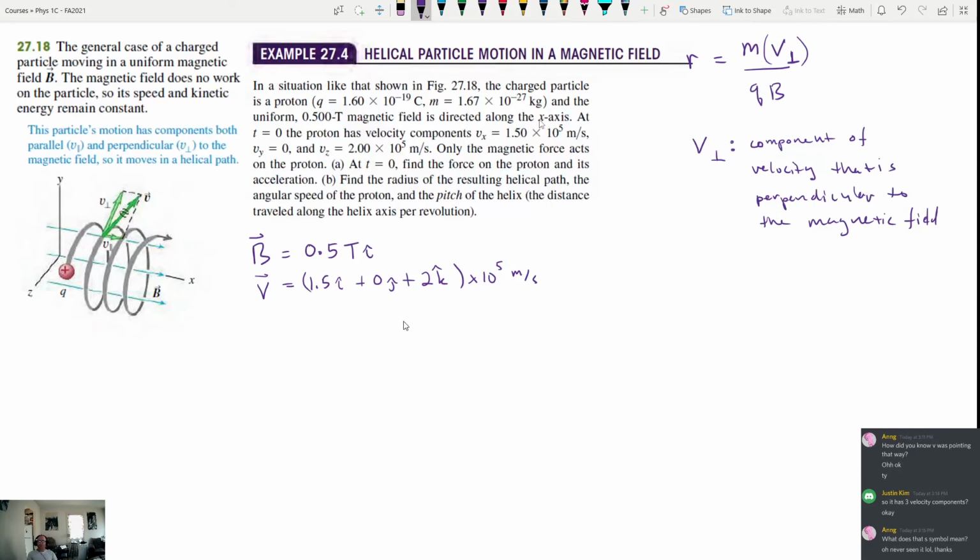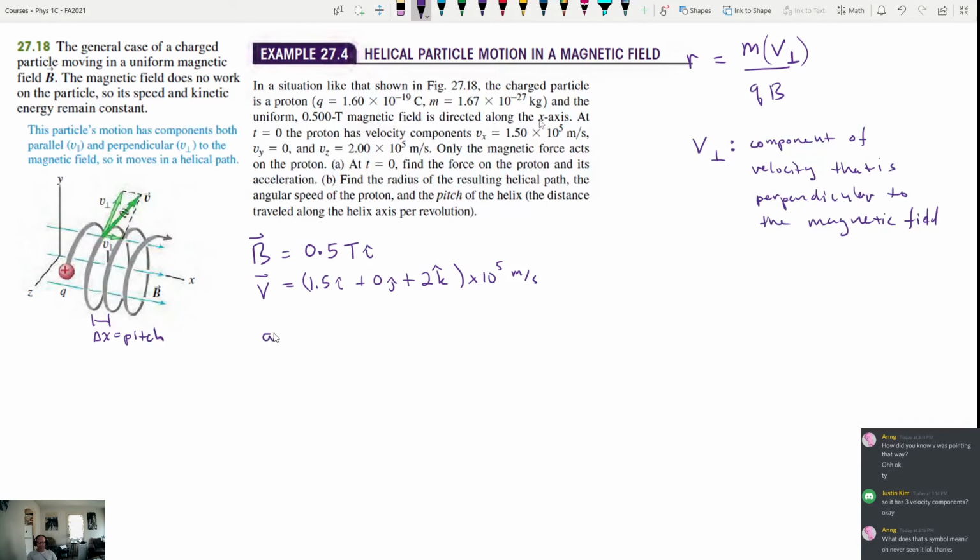Now, it says only the magnetic force acts on the proton. Part A says, at t equal to 0, find the force on the proton and its acceleration. And then B, find the radius of the resulting helical path, the angular speed of the proton, and the pitch of the helix, which is the distance traveled along the helix per revolution. So that's actually going to be from here to here. I'm going to call it delta x. This is what they call the pitch. But that's the last thing we're going to calculate, so let's not worry about that for now.